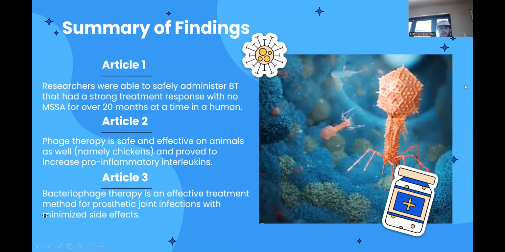In the first article, we heard about the successful treatment of a prosthetic joint infection caused by Staphylococcus aureus. This case involved a 61-year-old woman who had a challenging infection in her prosthetic knee joint. The patient received 2 cycles of bacteriophage therapy, one with a cocktail of different phages and another with a single lytic phage in combination with already existing antibiotics.